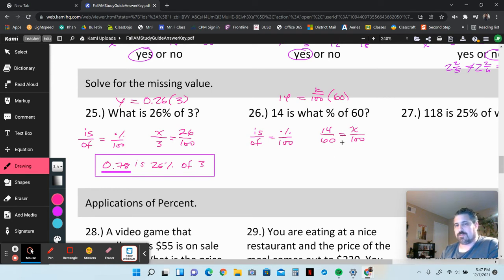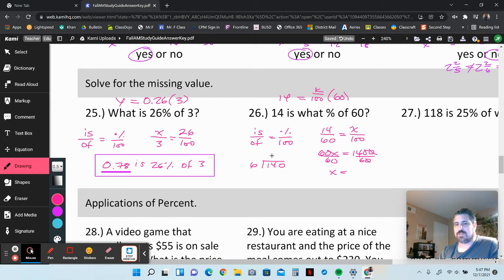So what I'm going to do is I'm going to say that 60 over x is going to be equal to 1,400, basically do the cross product. So that means that I have 14 times 100 is equal to 60 times x. And then I'm going to divide both sides by 60. Okay, which basically gives me, if I cancel out the 0, 140 over 6, right? So I'm going to do 140 divided by 6.